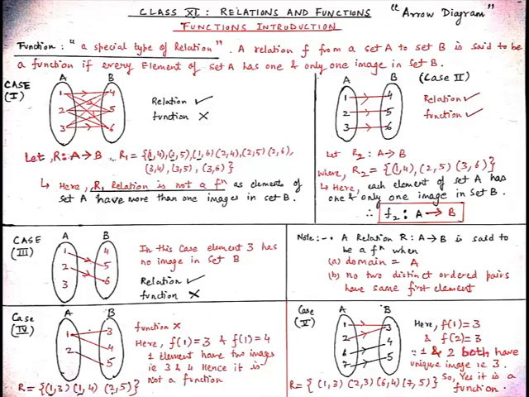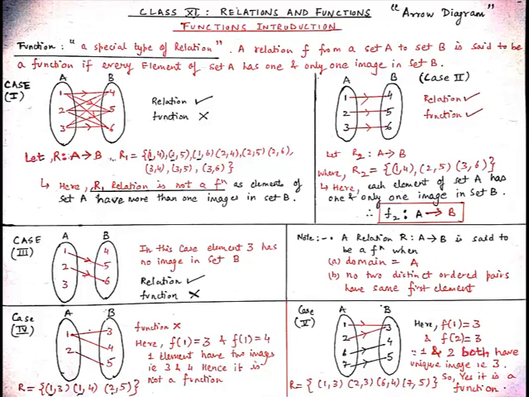As you can see in the arrow diagram of case 1, elements of set A have more than one image in set B. Therefore, it will not satisfy the definition of function. So clearly we can say that this relation R1 is not a function.